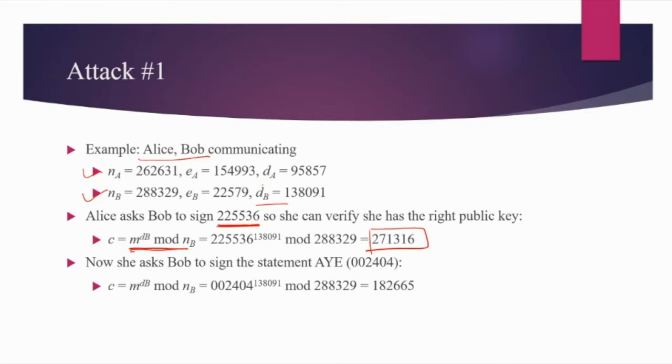Now she asked Bob to sign this particular statement, which corresponds to this value. Then he signed that value also, and this is the ciphertext, or the signature corresponding to it. So this is sign 1 and this is sign 2, which he got.